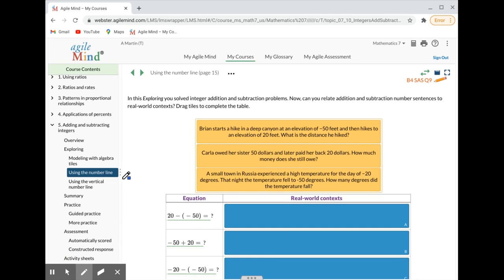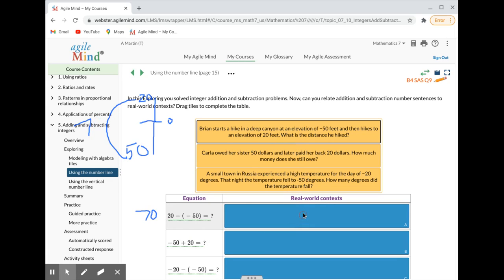Wait. No, would it be -70? Well, if you're at negative 50, all right, so you're all the way down here. This is zero. And then you go all the way up here to 20. And I'm counting the space from here to here. It would be positive 70. You're right. So which one of these is going to equal 70? The first one. It's going to be the first one. So we're going to put it right here. Or we're going to try to.